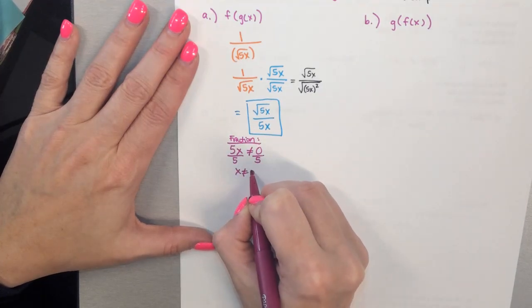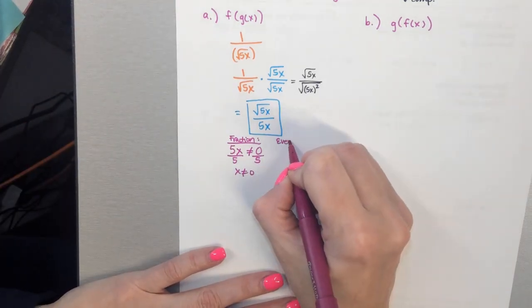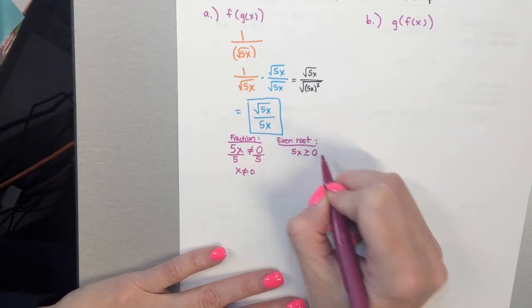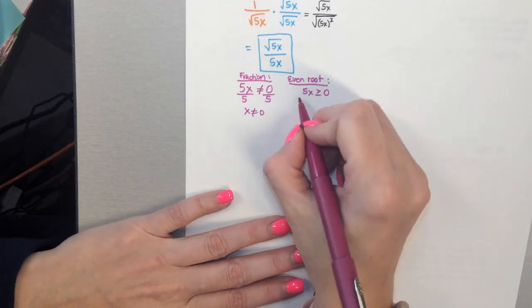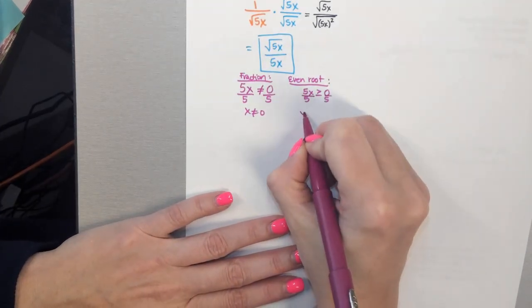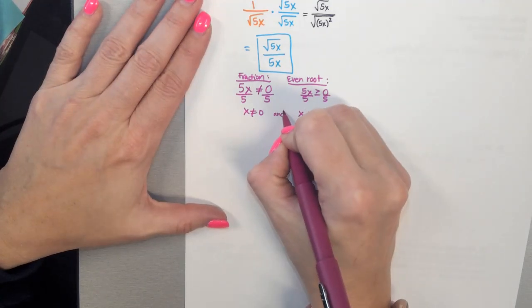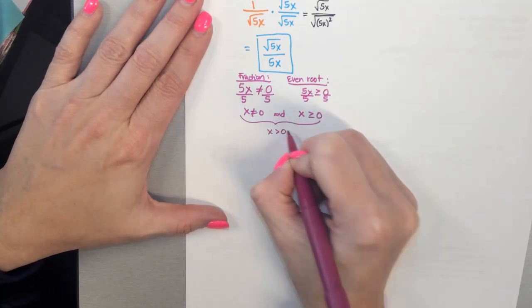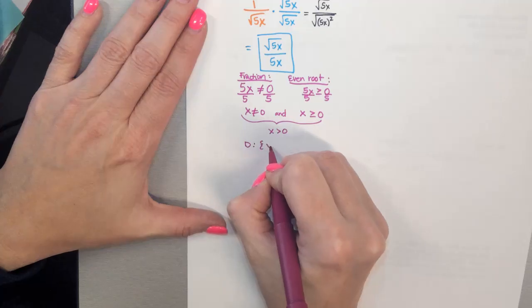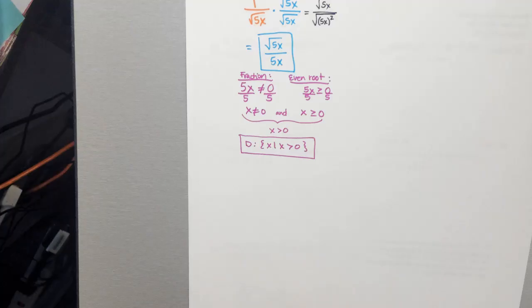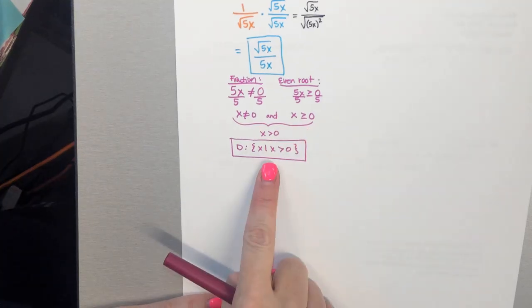Okay, so x can't be 0, but you also have an even root. So you have to do both of these. That means 5x also has to be greater than or equal to 0. Now look at what situation you have here. x can't be 0, but x is greater than or equal to 0. How can we simplify those two together? x is greater than 0. Okay, so your domain is x such that x is greater than 0. If both of them happen, you're going to combine these two together.